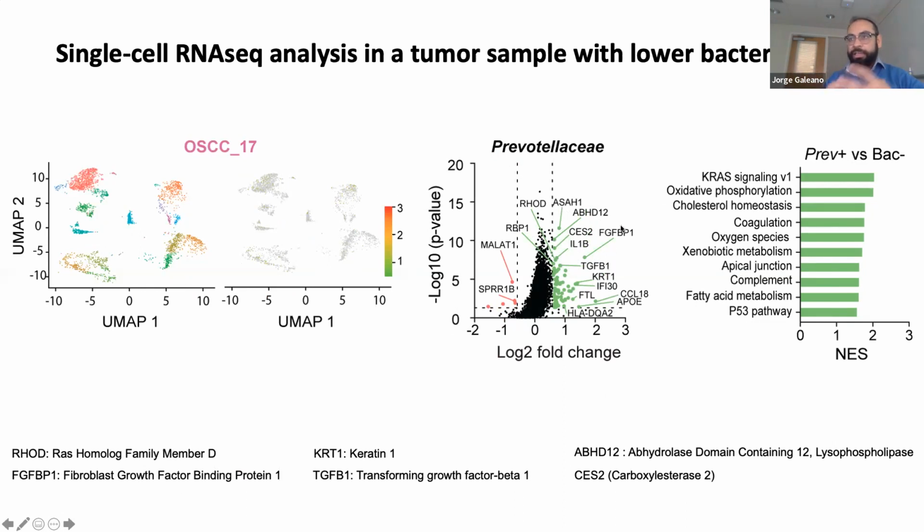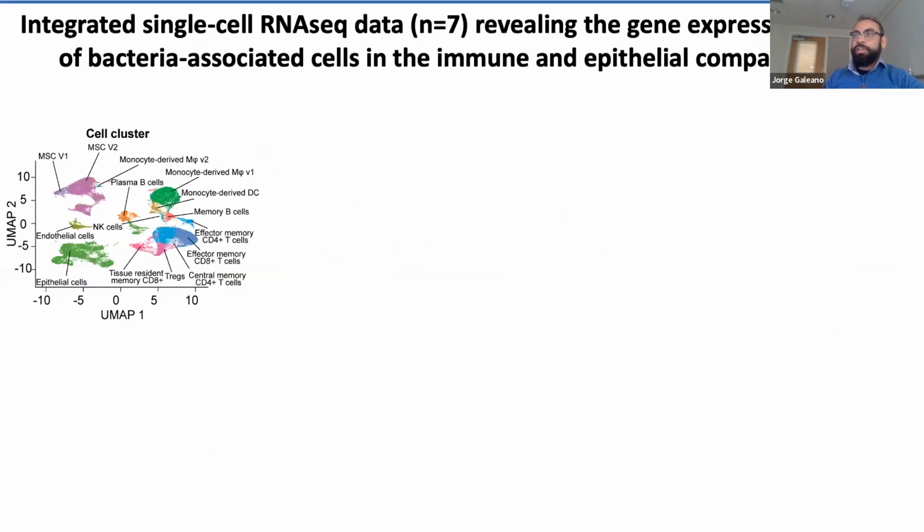Because we have this heterogeneity between the patients, because some of them have higher or lower bacterial load, it's very hard to make conclusions at the fundamental level. In order to overcome this problem, we have integrated 7 samples in one sample, and then we can generate better clusters.